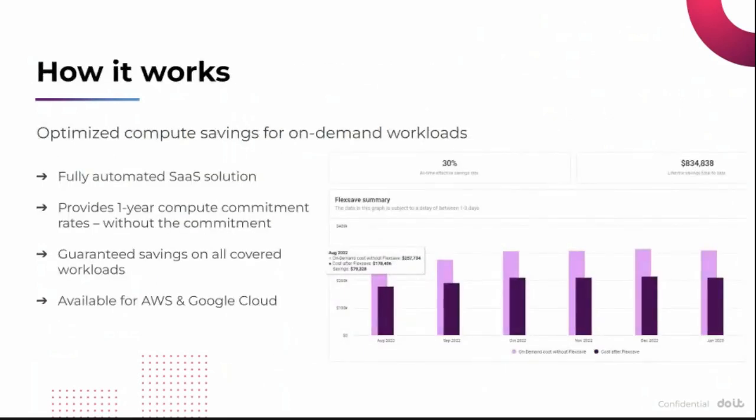So we created DoiT Flexsave to really address those two main pain points. Flexsave is a fully automated SaaS solution that exists within the DoiT product portfolio. And what it does is it provides the equivalent of a 1 year compute commitment on AWS or GCP without actually having to commit to those workloads.